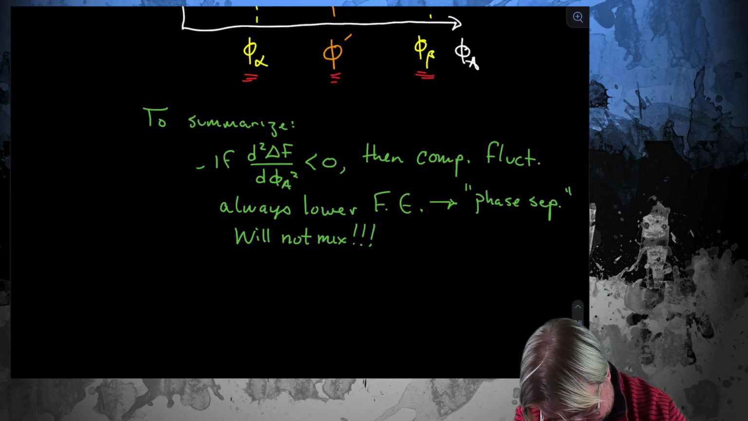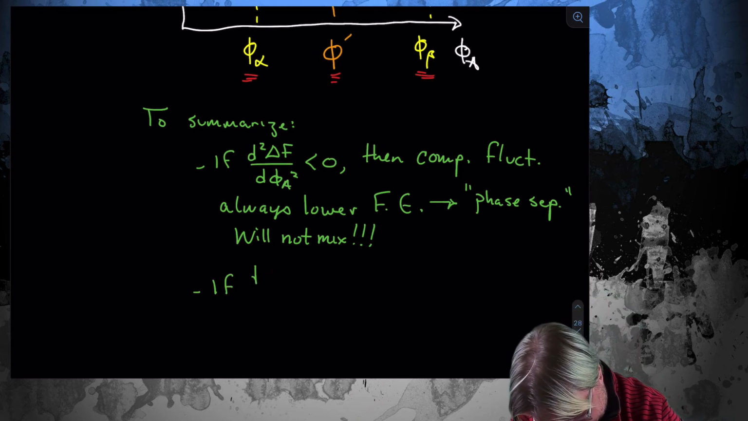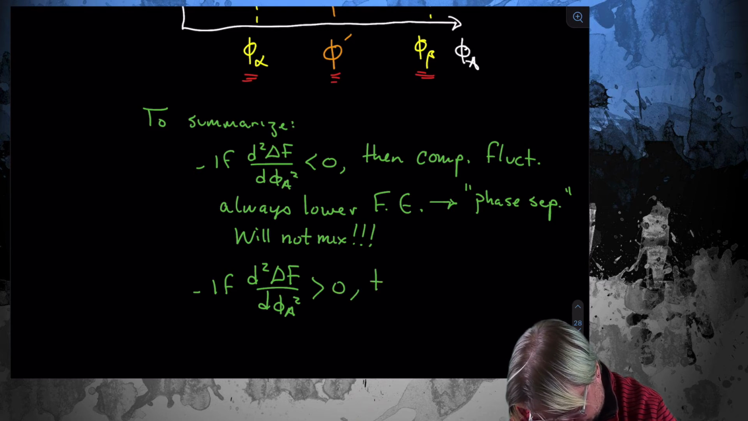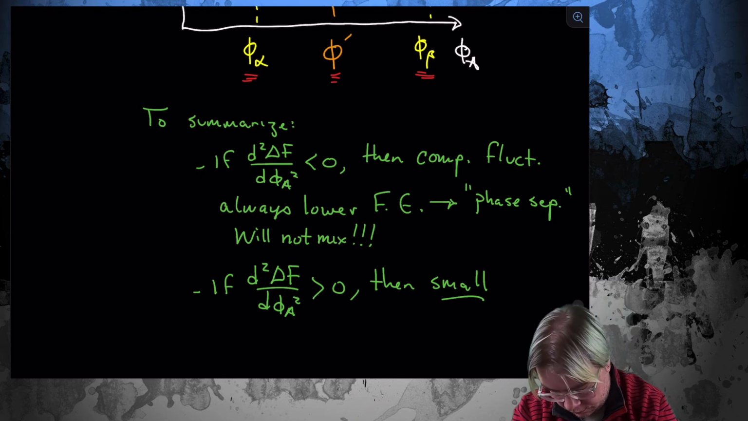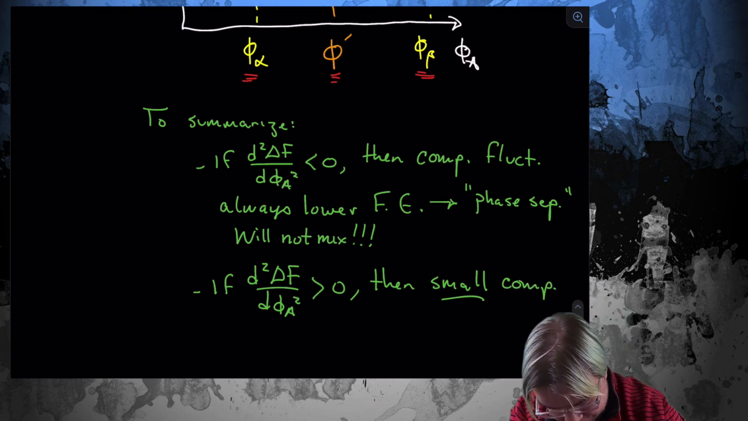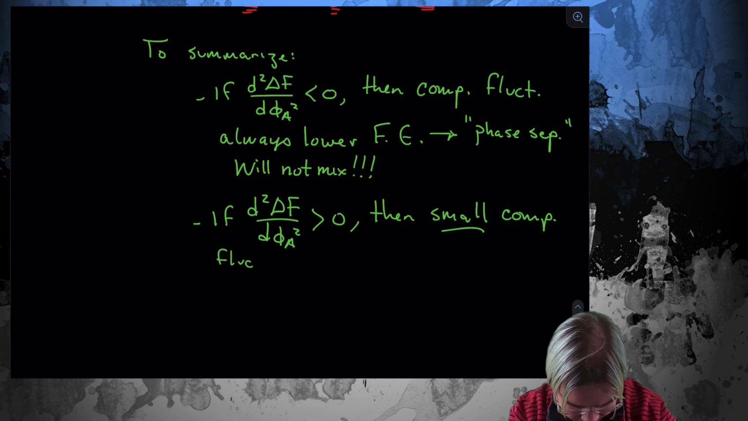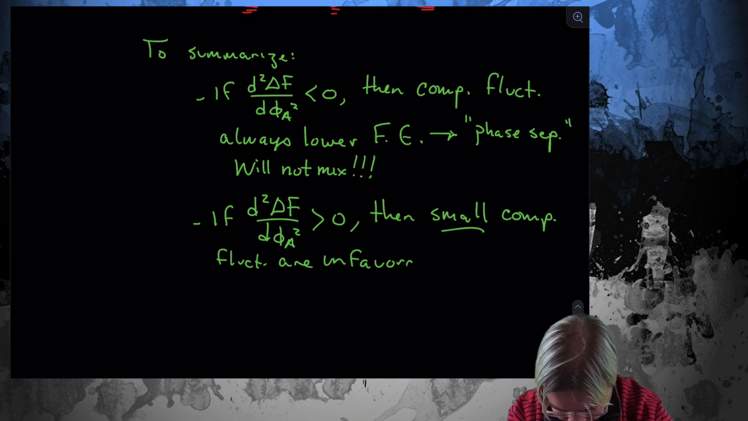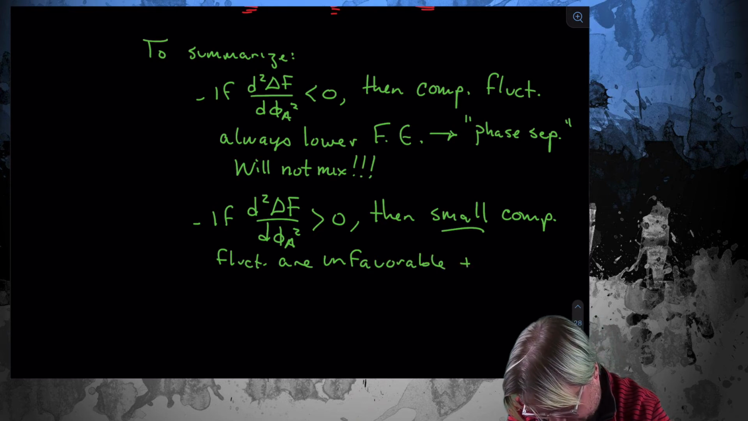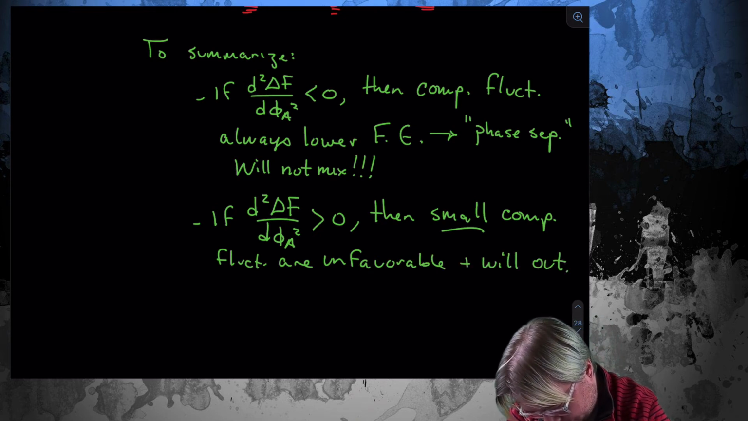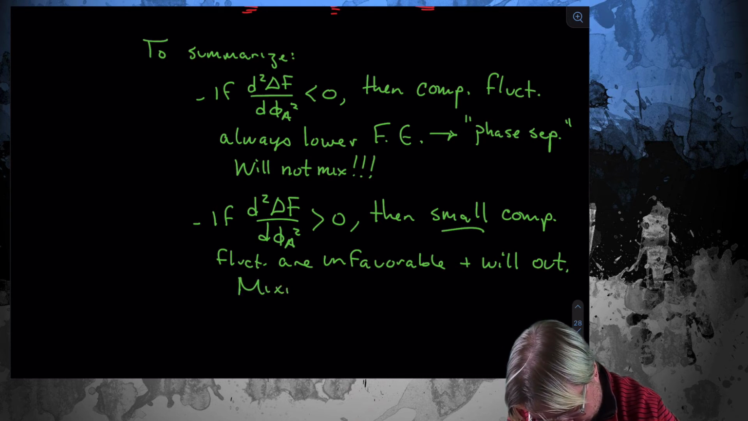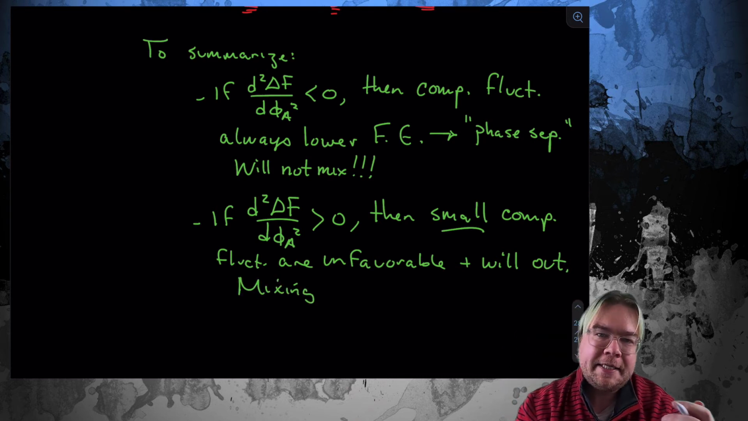On the other hand, if the second derivative is greater than 0, then small composition fluctuations are unfavorable and will die out. So you tend to get mixing in this region.